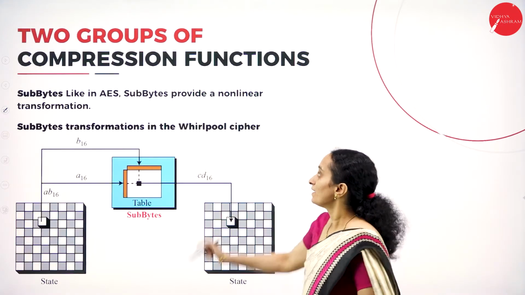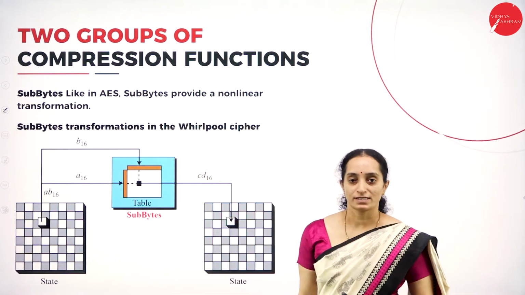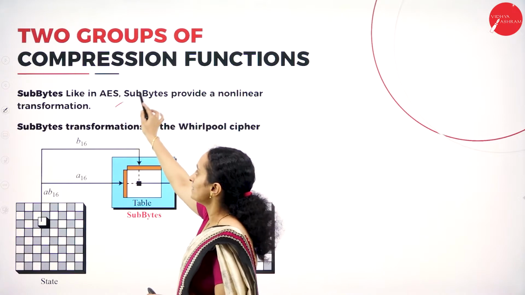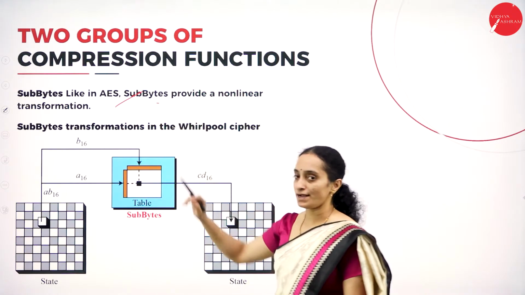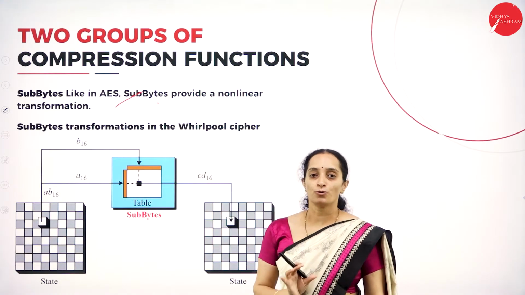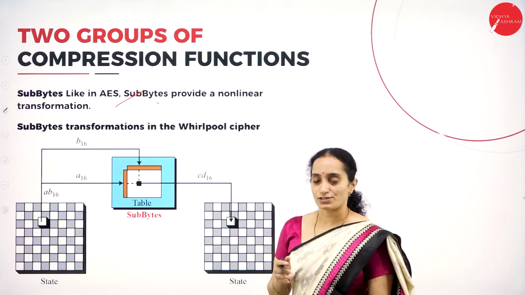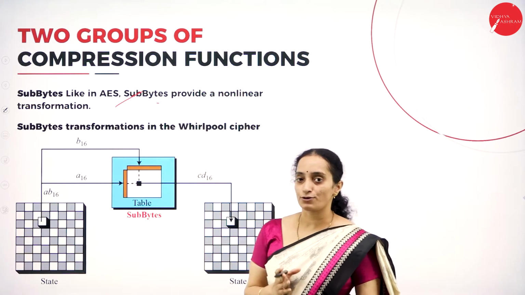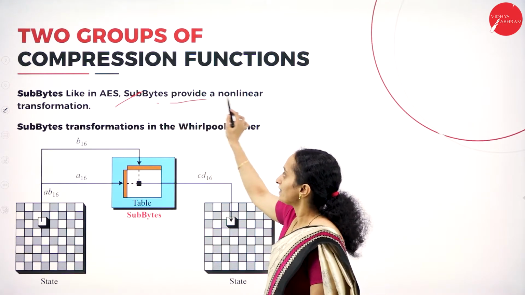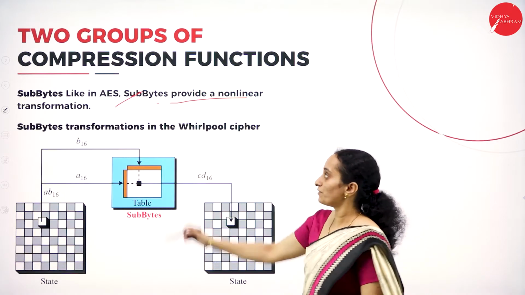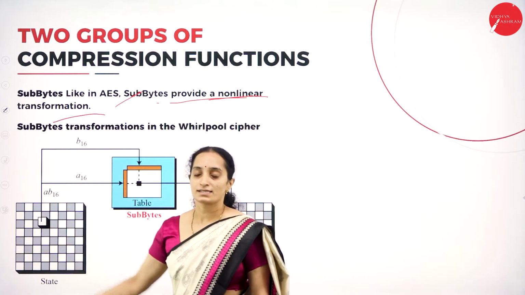Okay, the first step in the Whirlpool cipher function is SubBytes, as we use in AES. If you remember, SubBytes transforms a byte represented in hexadecimal to another byte. You are transforming the current state of the byte, the current representation of the byte. Like that, in the Whirlpool cipher we use SubBytes to provide a non-linear transformation.